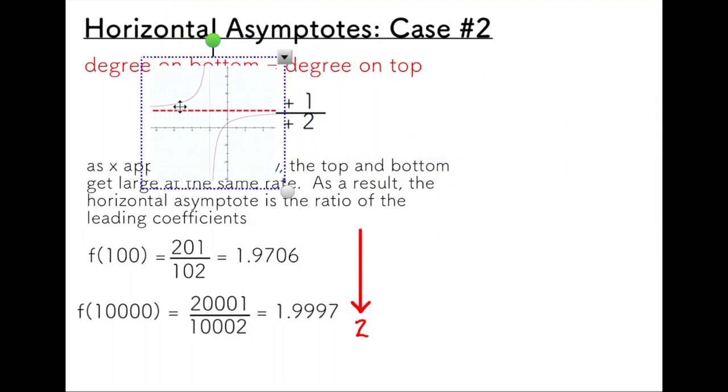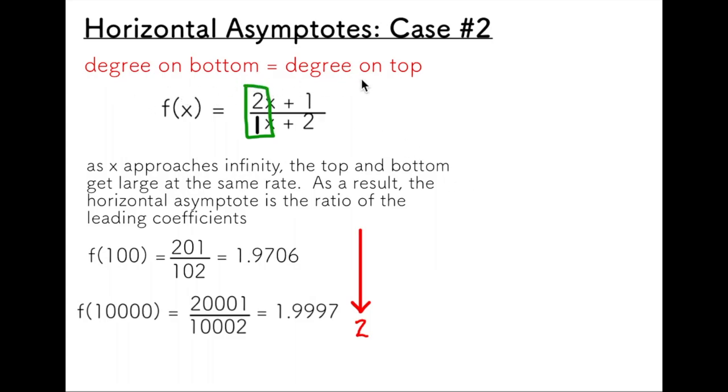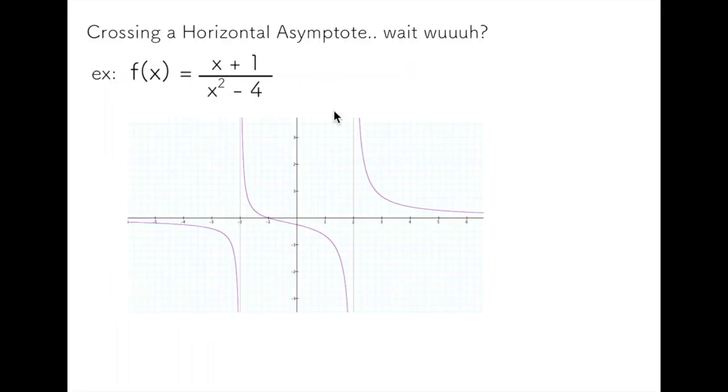So the resulting graph would look something like this. On this graph, you can see my horizontal line at y equals 2. The function approaches that line as x gets really, really big in the positive direction and in the negative direction. So that's the second case, where the degree on the bottom is equal to the degree on top. Okay, so the last thing I want to show you is a pretty bizarre thing that can happen with rational functions. This seems kind of counterintuitive, which is crossing a horizontal asymptote.